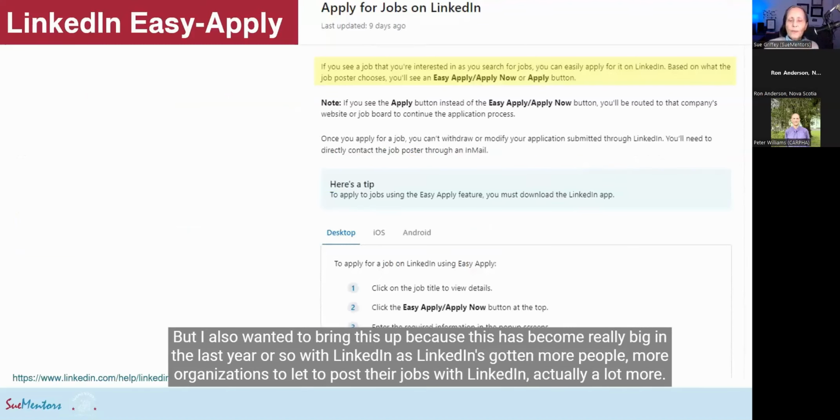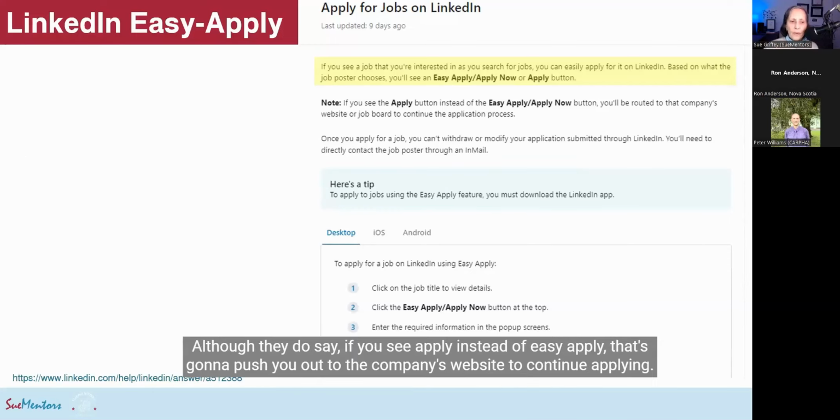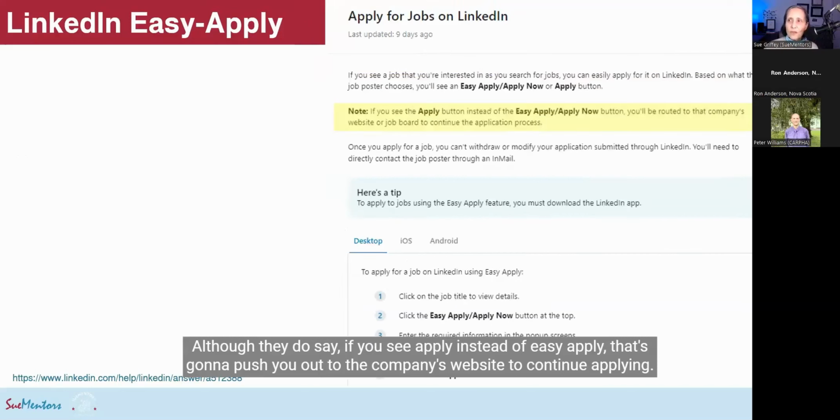But I also wanted to bring this up because this has become really big in the last year or so with LinkedIn, as LinkedIn's gotten more people, more organizations to post their jobs with LinkedIn, actually a lot more. So they have what they call easy apply, although they do say, if you see apply instead of easy apply, that's going to push you out to the company's website to continue applying.